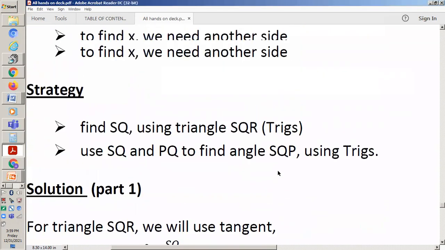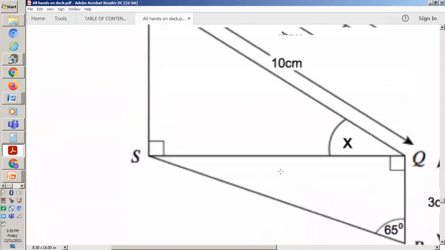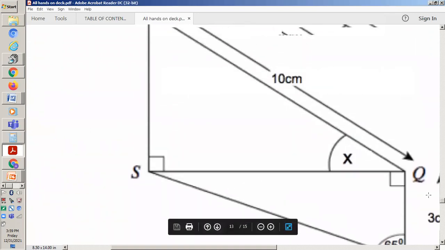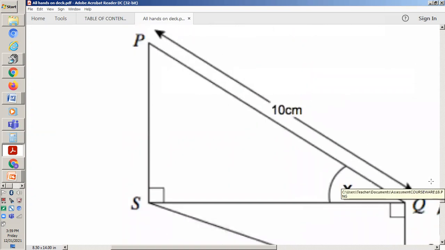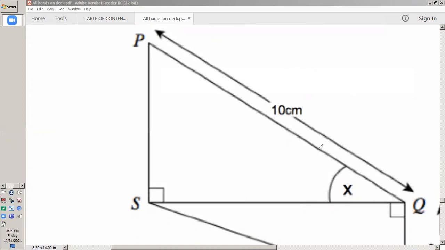Now that we have this side, SQ, we're going to use SQ and PQ to work out angle SQP, or PQS. But before we do that, let us identify the different sides. Obviously 10 would be the hypotenuse, SQ would be the adjacent side and PS would be the opposite side.